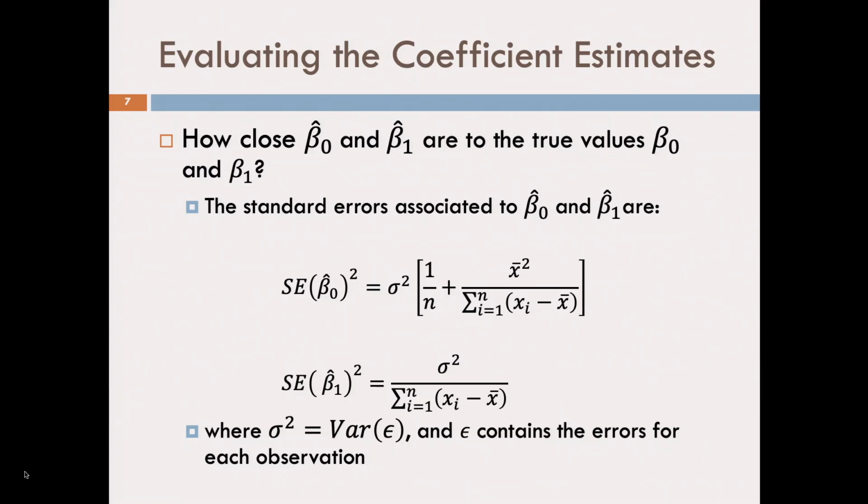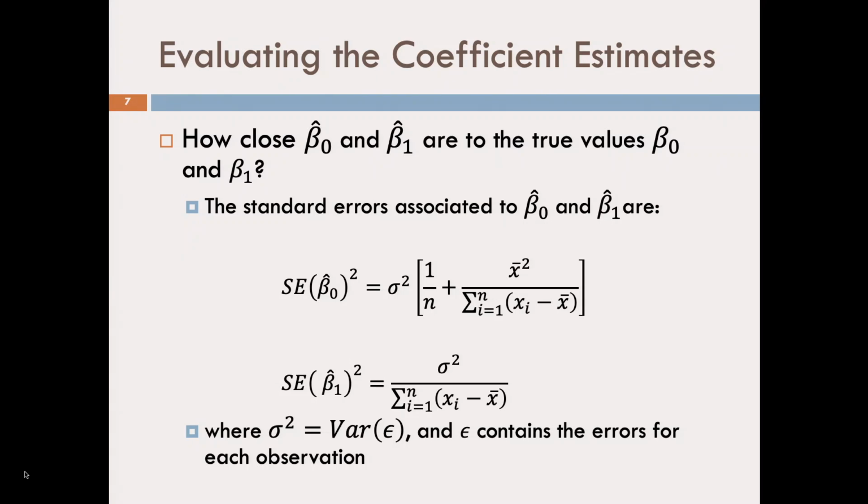And how do we evaluate our model? I mean, how do we evaluate our estimated coefficients? How close are the estimated coefficients to the true values of the coefficients? We can evaluate this by computing the standard errors associated with each coefficient. The standard errors are calculated this way, where this parameter here is the variance of the error. This E contains the errors for each observation.